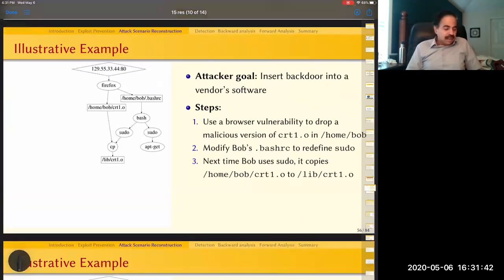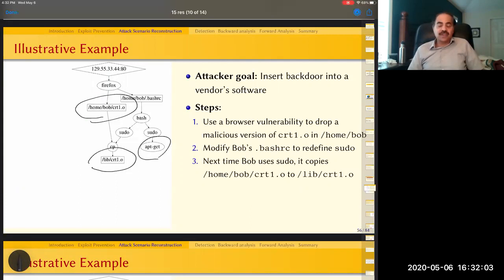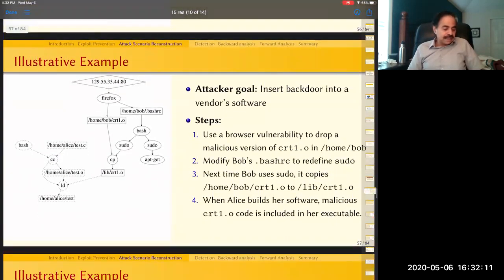So when Bob uses sudo to install some software, maybe by using apt-get, sudo has been redefined so that in addition to doing what Bob wants, it also copies this file over to the /lib directory. And now it has root privilege, so this can be done. And then at this point, Bob is done. And later on, another developer, Alice, comes in to build the software. And at that point, the compiler compiles their source code.